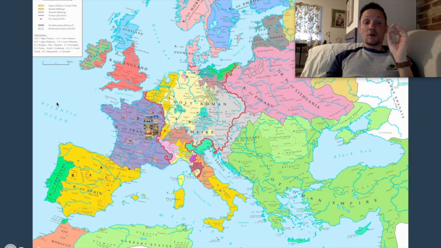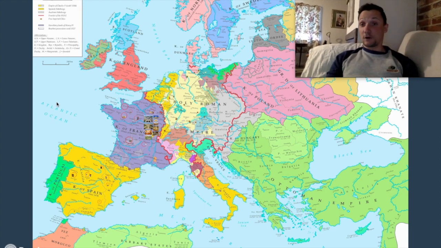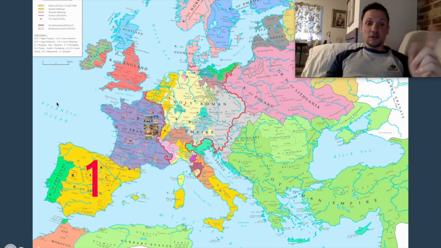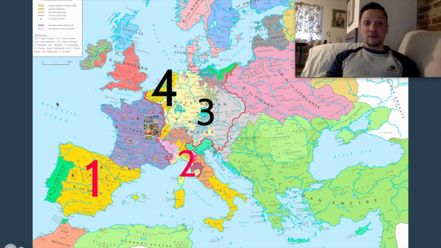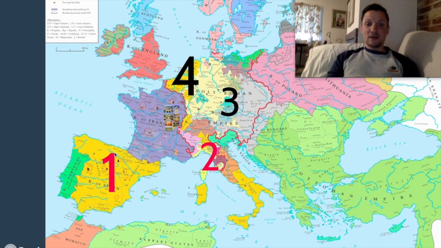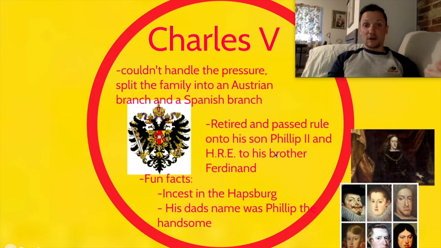So these are the different places that Charles V controls, or Charles I of Spain, if you want to call him that. He controls Spain, he controls northern Italy, he controls all of the Holy Roman Empire, and even up here he controls the Netherlands as well. So as you can see, he controls almost 20% of Europe, right? Huge, huge leader, very, very powerful.